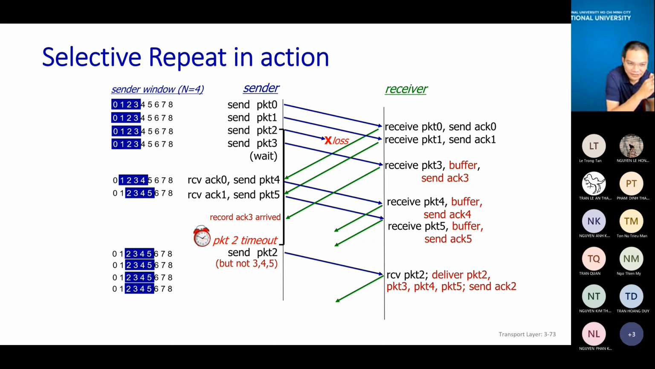Go back and send everything again. Selective, send only the ones that are necessary to retransmit.